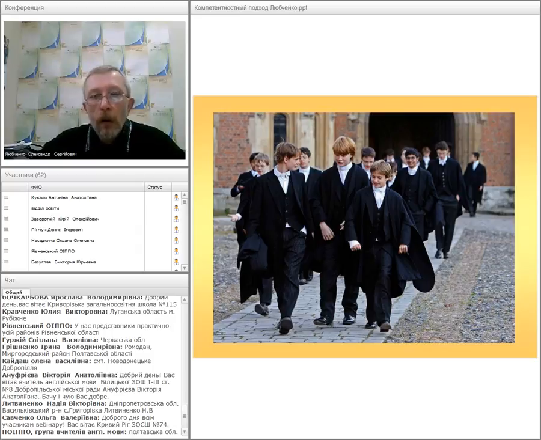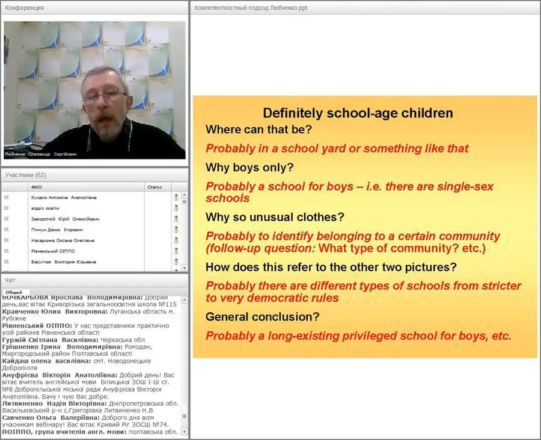First of all, let's have a look. If we imagine that we are in the classroom and we put a question like this, these guys in the picture are definitely school-age children. So where can that be? And probably they will be answering you, that it is a school, a schoolyard, or something. Why boys? Probably because it's a school for boys.